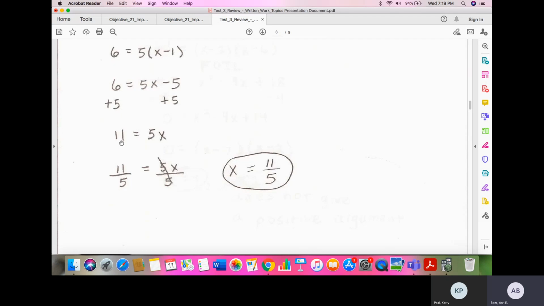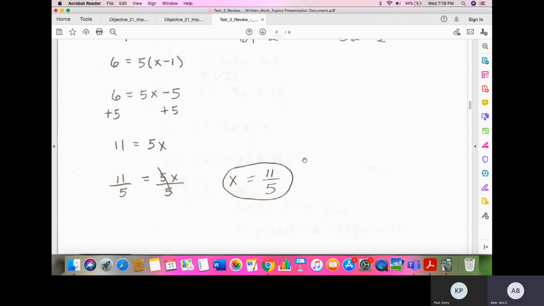And then we also want to divide 11 by 5. And then the 5s cancel. Actually, it's good to know why they cancel. 5 divided by 5 is 1, and 1 times what's left is what's left, which is x. So we get x equals 11/5.